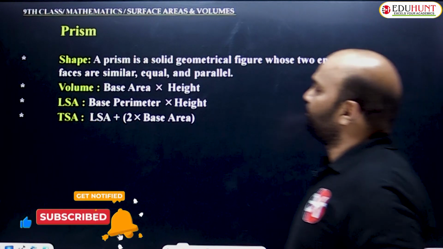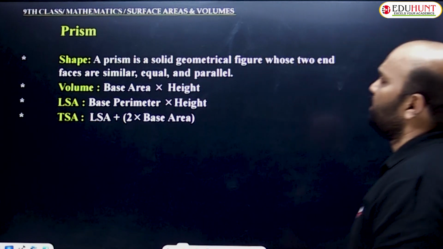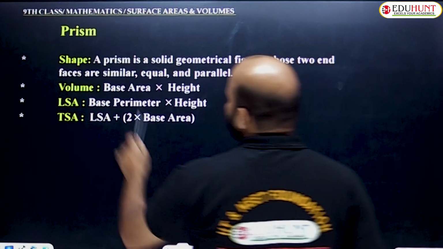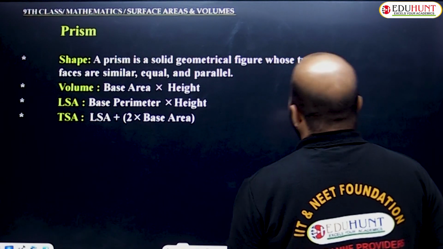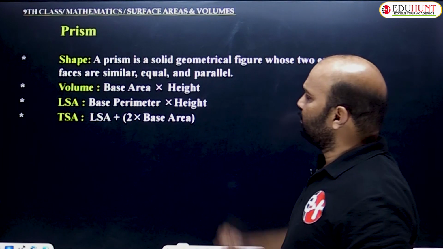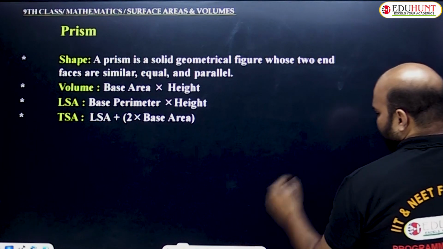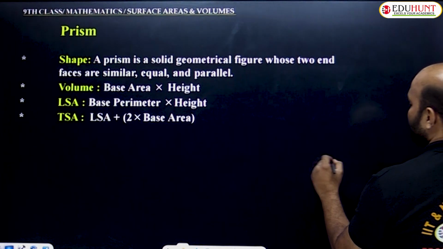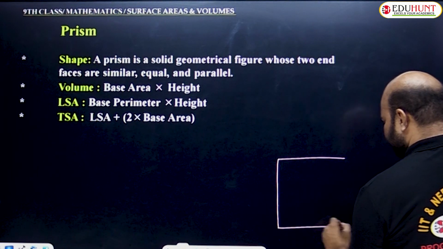Next one, prism. So first one is prism. What is the main shape of a prism? A prism is a solid geometrical figure whose two end faces are similar, equal and parallel. Am I clear? So let me take a prism diagram. This is a prism.